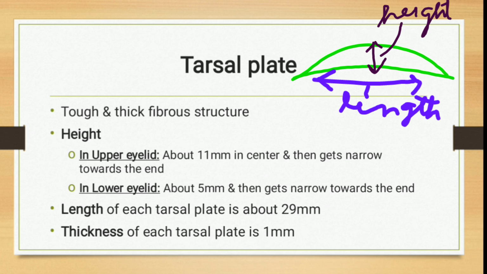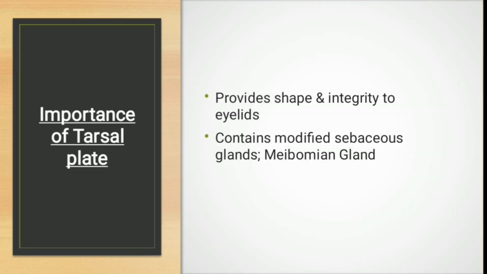So each tarsal plate is about 29 millimeters in length. It means that it is 29 millimeters long. While we are talking about the thickness of the tarsal plate, it is 1 millimeter thick. So each tarsal plate is 1 millimeter thick and 29 millimeters long. So what is the importance? First of all, I have told you that it is a hard structure, so it helps in maintenance of the shape of the eyelid.